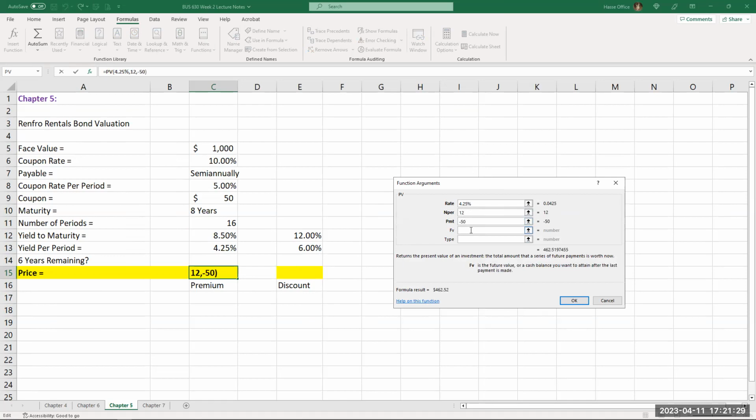And its future value is at the end of these 6 years, you'll get $1,000 back. So what is this $1,000 10% coupon bond with 6 years remaining worth in a market that says the current yield is underneath the coupon rate, 4.25% per period? What is that worth?